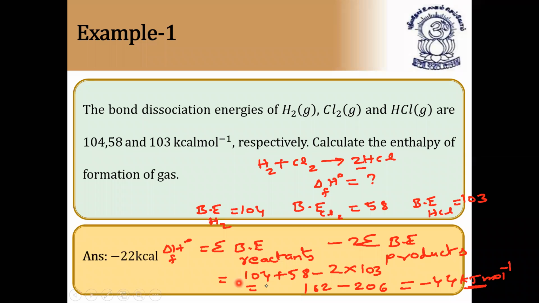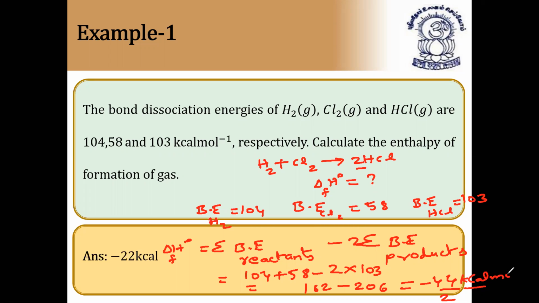I hope it is clear. So it is 22, because that is for 2 moles. And for 1 mole, they are asking the enthalpy of formation of HCl gas. So minus 44 divided by 2 is 22. Actually, kilocalories is given, so I wrongly took kilojoules. It was only a unit confusion. So we take it as kilocalories per mole.